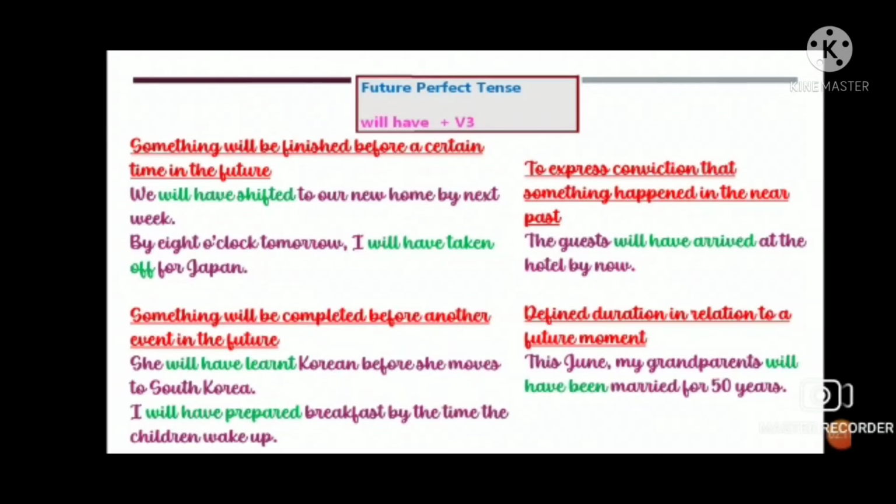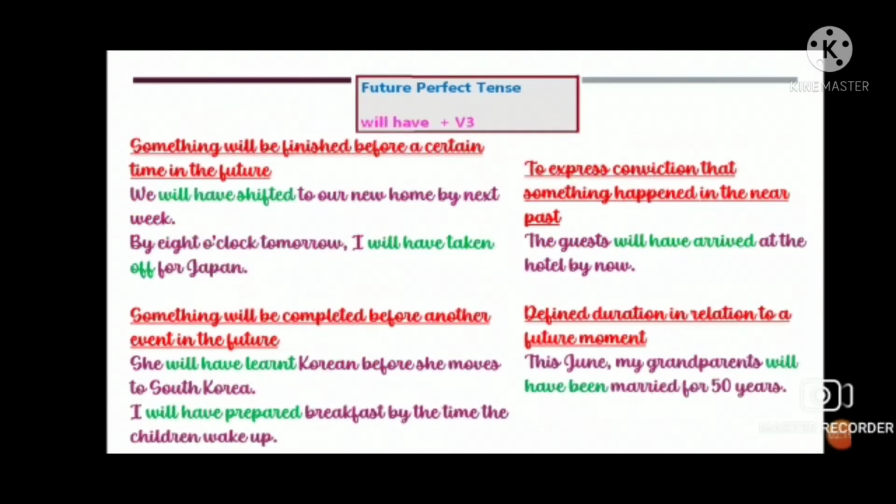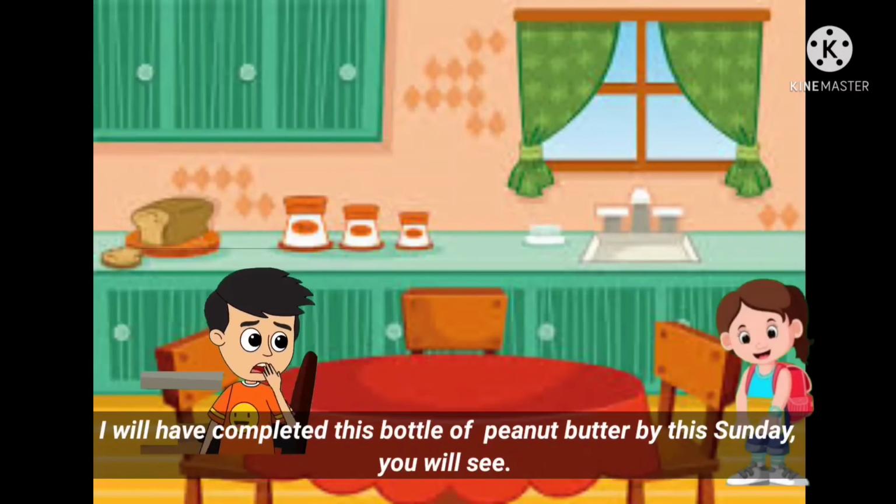Here, been is nothing but the past participle of be. So it is not the been which we use for perfect continuous tense. So this is the past participle, V3 form of be. I will have completed this bottle of peanut butter by this Sunday.